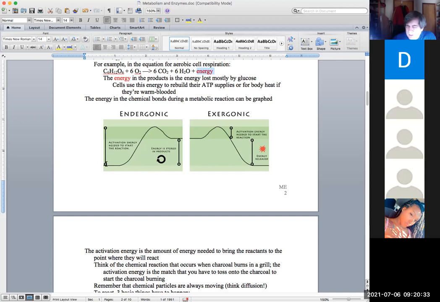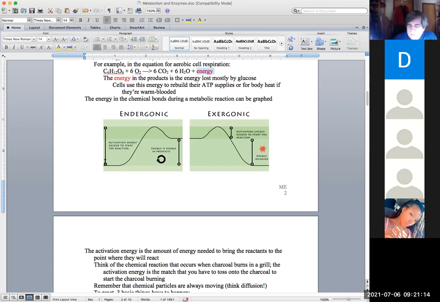So in an endergonic reaction, the reactants start out with a certain amount of energy in their bonds. That's where this black line is down at the bottom. And the products end up with a certain amount of energy in their chemical bonds. That's where this flat line is at the end. Now notice, since this type of reaction absorbs energy, the products have to be at a higher level than the reactants started at. But notice we don't just go straight from the reactants to the products. We have to go over this little hill here, this kind of little hump.